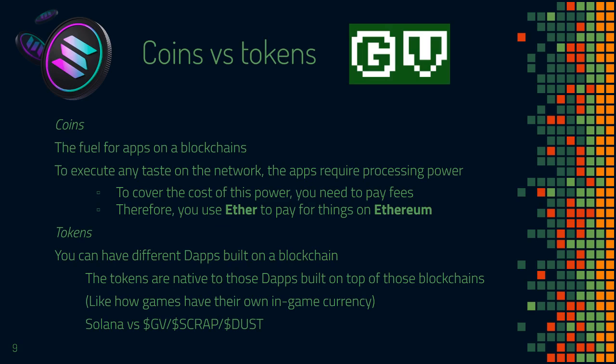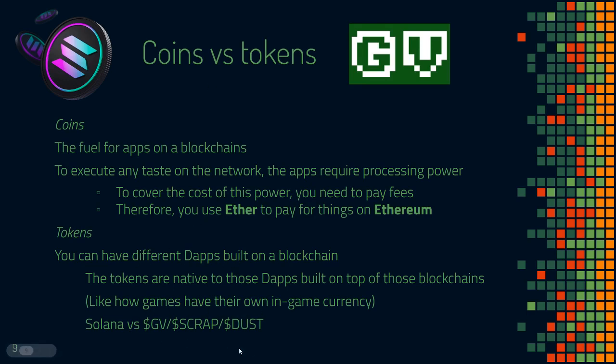This is true of ETH. This is true of Bitcoin. The fees for doing transactions are in that currency. Now, when you have these tokens, this is a little different. We're talking about GV, which is the token for Soul Army, or Scrap, which is Tayo's token, or Dust, which is Dagad's token. We consider these tokens. You'll hear people use the terms coin and token interchangeably, but there is a slight but significant difference.